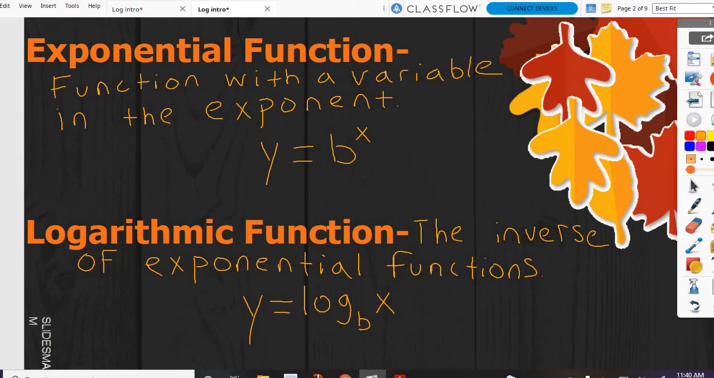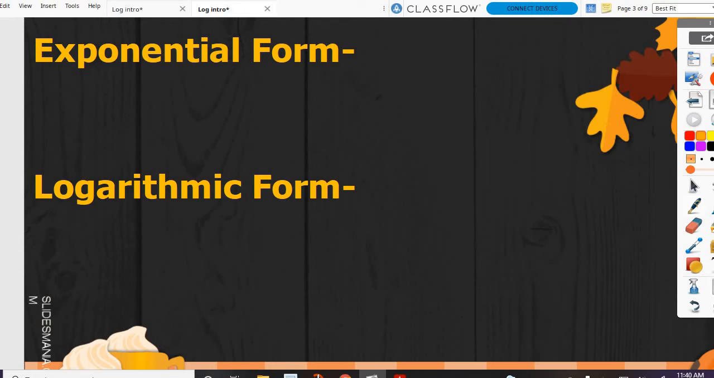Now we can switch back and forth between our exponential and our logarithmic form. So our exponential form, like it sounds, has exponents in it. So we have something that looks like y equals b to the x, okay? And then for our logarithmic form, we're going to say logarithms equal exponents.